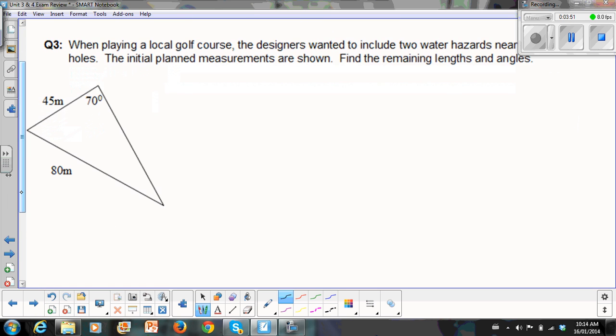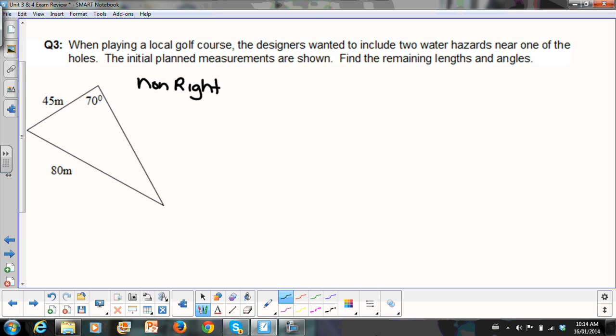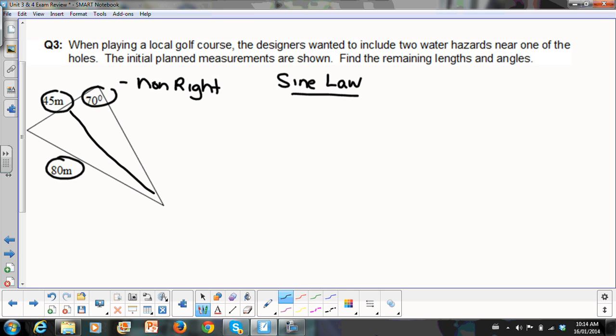Question 3. When planning a local golf course, the designers wanted to include 2 water hazards near one of the holes. The initial planned measurements are shown. Find the remaining lengths and angles. It is a non-right triangle. Therefore, we cannot use SOHCAHTOA. So our choices are sine law or cosine law. We are going to use the sine law in this question because we are given a pair of opposite angle and side, and we have another side length 45, and we can use it to find the opposite angle here, which I will call x.